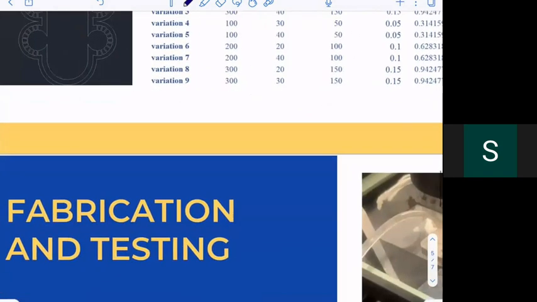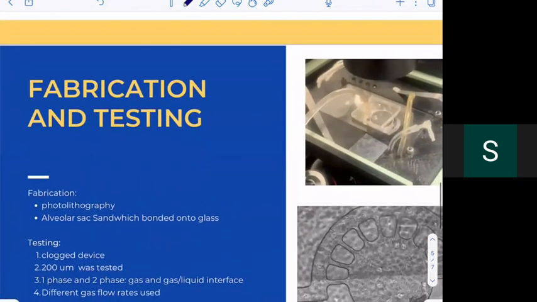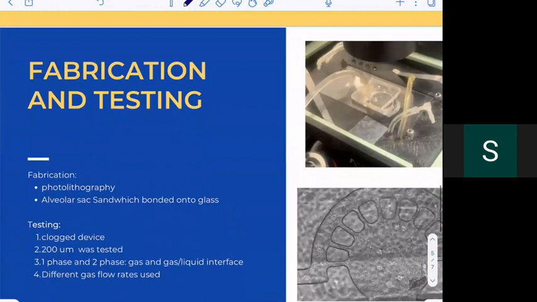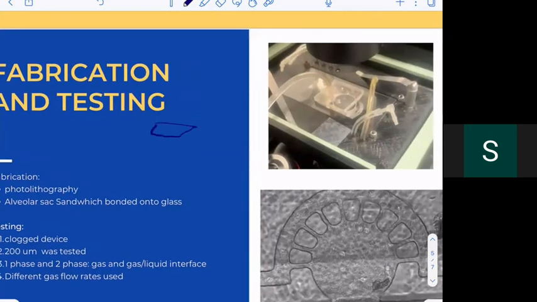alveoli designs. For fabrication and testing, we did photolithography, which is basically a process where light is used to transfer a geometric pattern from a photomask to a photosensitive chemical photoresist on the wafer. The device was then sandwiched between 2 alveolar sacs made from PDMS to form a sandwich. So there were 3 layers.